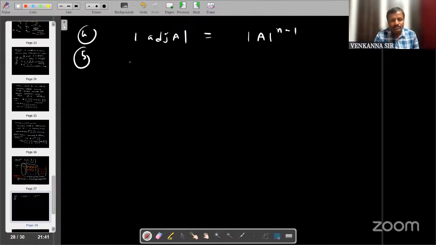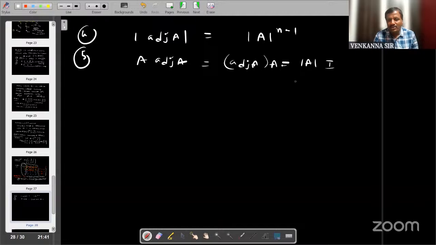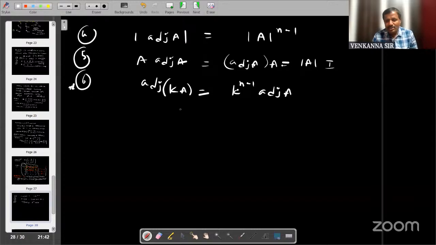Fifth property. Here A into adjoint A is equal to adjoint A into A, which is determinant of A into I. This is also very important. Sixth property, adjoint of kA is k power n minus 1 into adjoint A. Keep the star mark for this one, very important. There is a scope to get confusion in the exam. Adjoint of kA is k power n minus 1 into adjoint A.